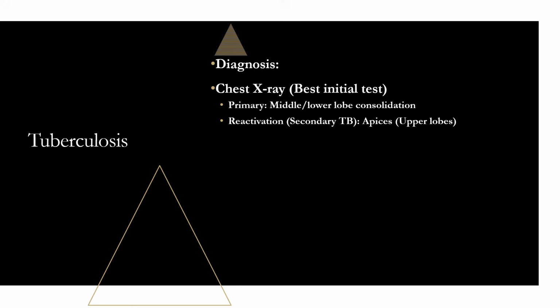Now, none of this is 100% of the time. Obviously primary can be seen in the upper lobes, and reactivation can be seen in the middle or lower lobes. This is just the most common areas for them to present. So on a vignette, they're most likely going to give you the most common presentation, but in real life, remember, not everybody read the rule book, and they may not follow the rules here, and they may have an atypical presentation. So on the exam, you'll probably see it this way: reactivation in the apices, primary in the middle, lower lobe.